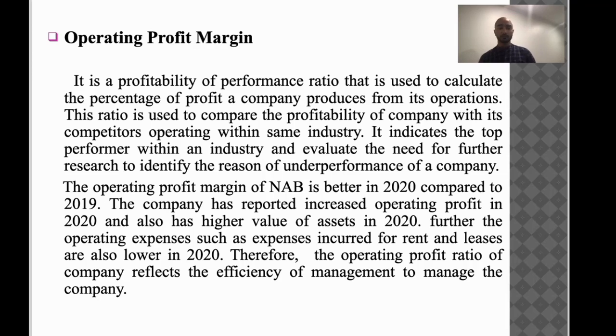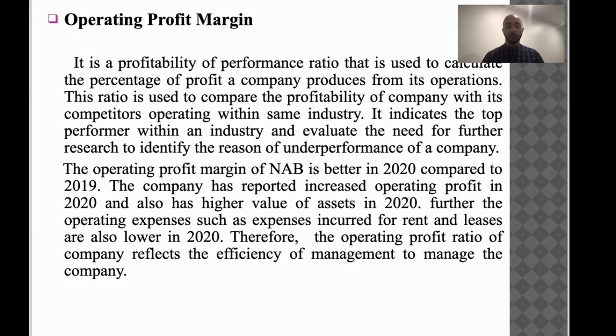The operating profit margin of NAB is better in 2020 as compared to 2019. The company has reported increased operating profit in 2020 and also higher value of assets in 2020. Further, the operating expenses such as expenses incurred for rent and lease are also lower in 2020. Therefore, the operating profit ratio of the company reflects the efficiency of the management to manage the operating company.